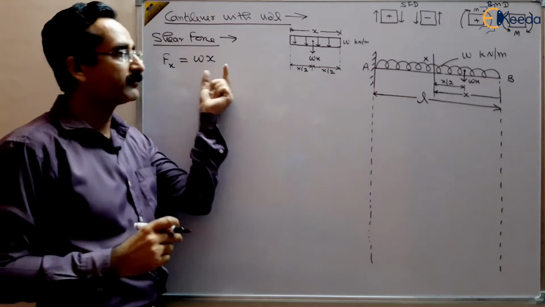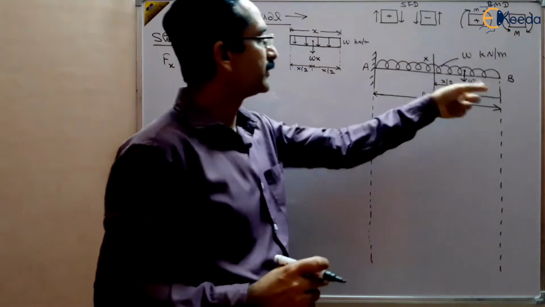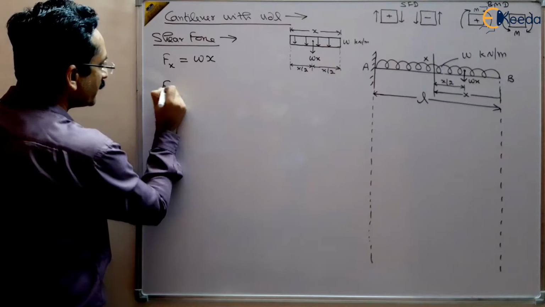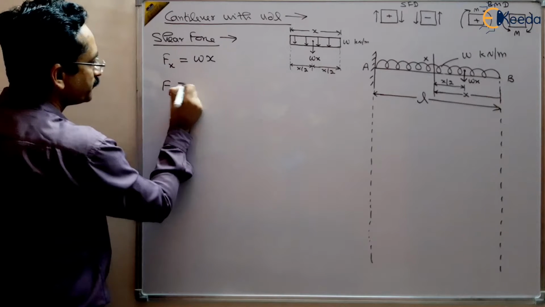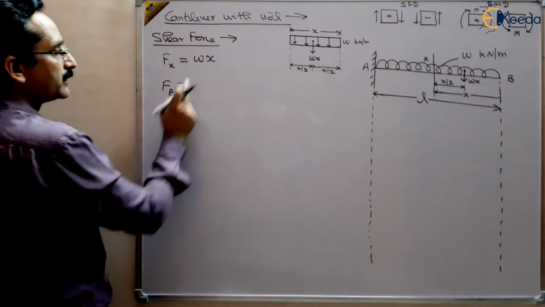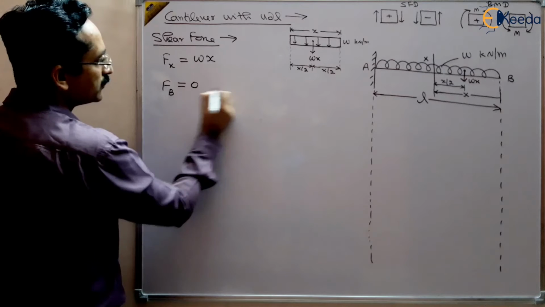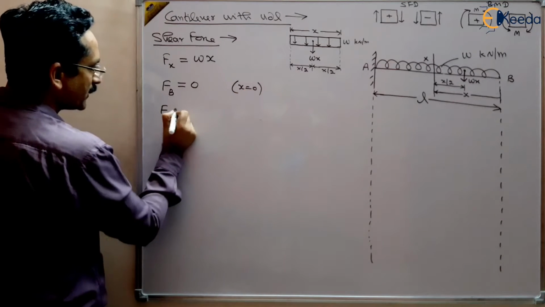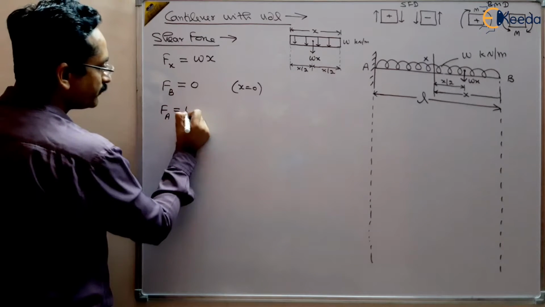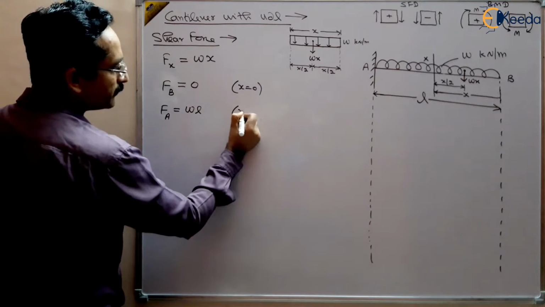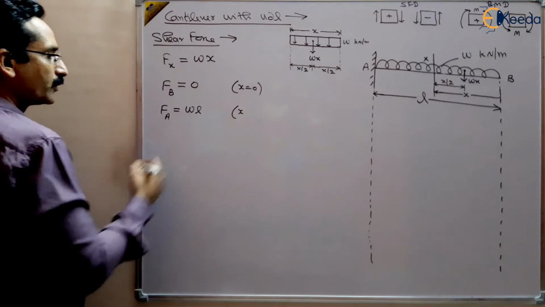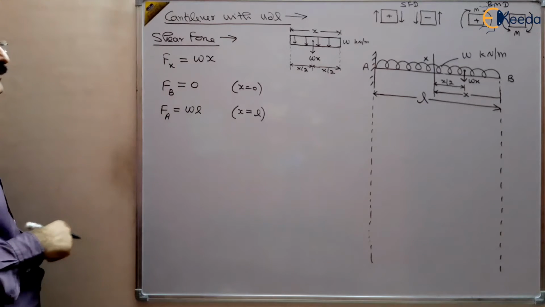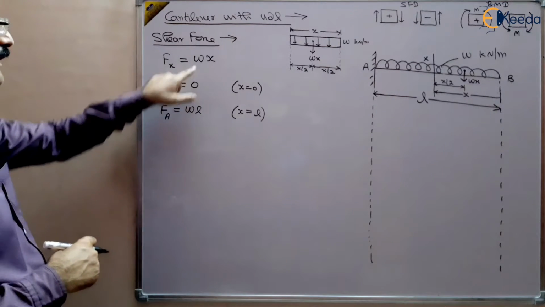So what we can do, if we want to find the shear force at B and A, is put the value of X as 0 and L. At B, X will be 0, so the shear force will be 0. At A that will be WL, because X is L at A, right? So it varies from 0 to WL, and the variation is linear.